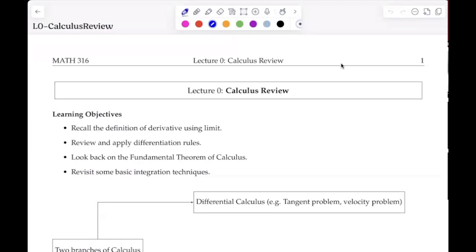But for calculus review, I want to go back and recall the definitions of derivative using limits, to review and apply differentiation rules, some of the basic differentiation rule techniques that we can use, look back to the fundamental theorem of calculus, and revisit some basic integration techniques. Okay. I'm just going to give you, again, the higher level information and not going to do any work related to this method, right?